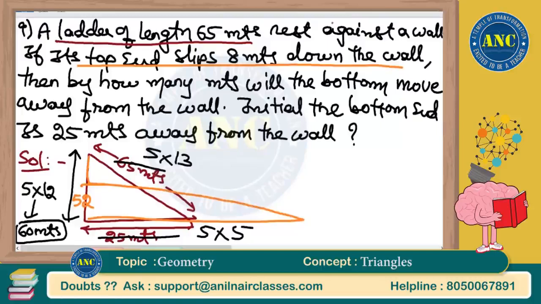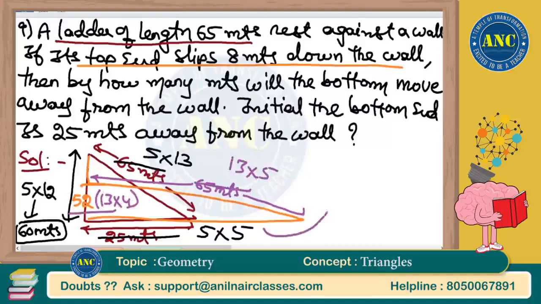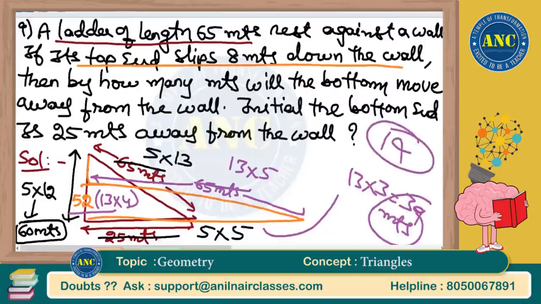Ladder length will not change. So this will remain as it is, which is nothing but 65 meters. This is nothing but 52. 13 5s are 65. 13 4s are 52. This will become 13 3s are 39. Already 25 is over. So how much will it move away? 14 meters. Again, I am repeating it for the first time.